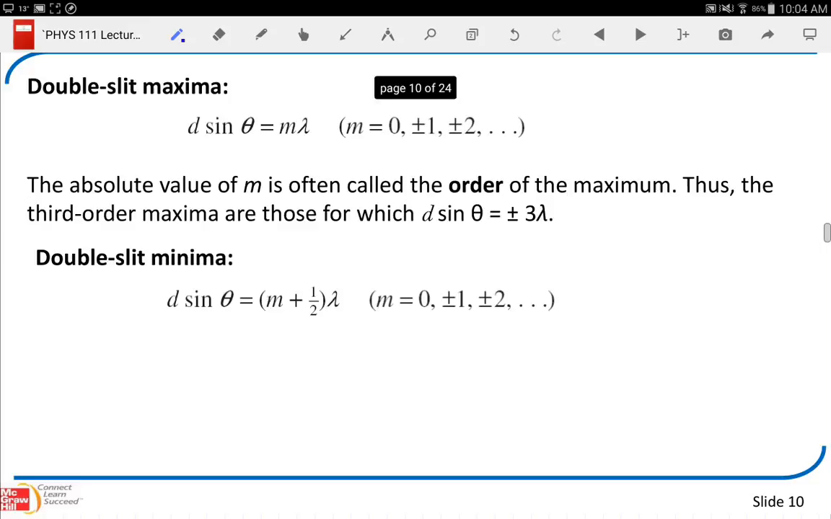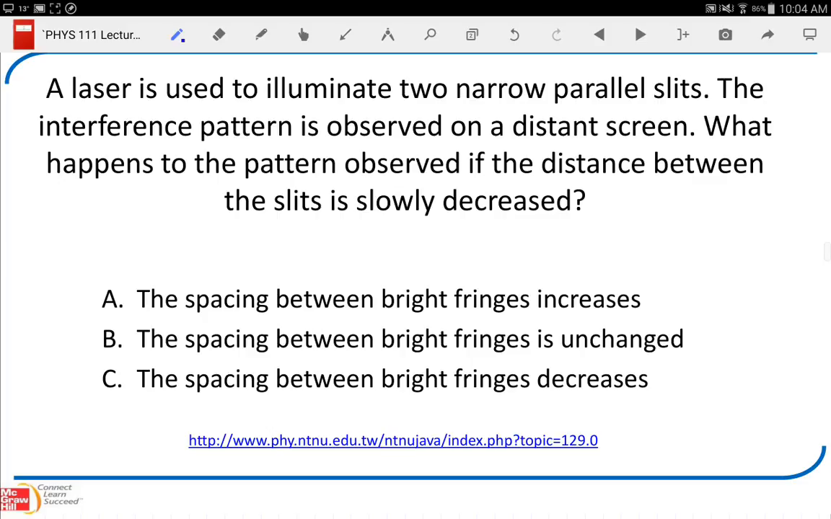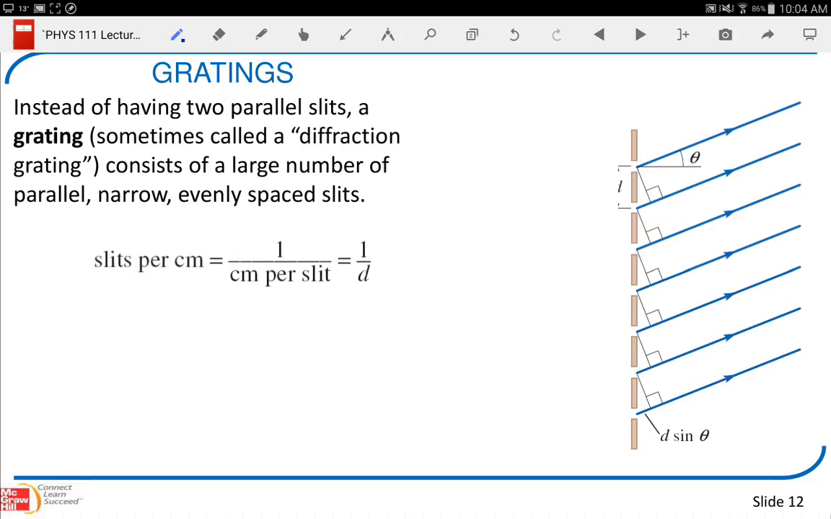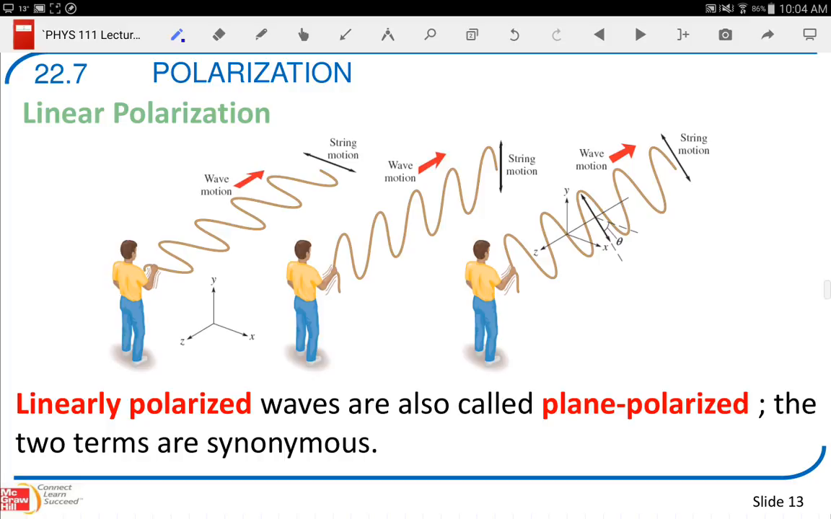We are simply not going to go through the geometry of this because of time. I'm going to skip this question actually because I didn't talk about it, and go to my last piece, polarization.